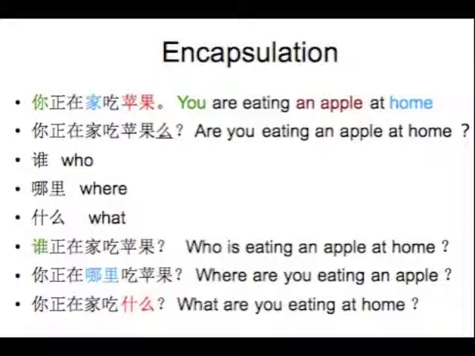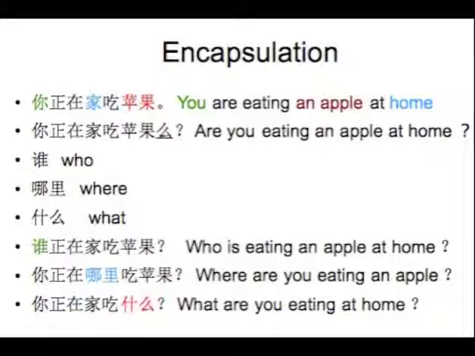To make special questions, we can use different question words such as who, where, and what. The easy part is that you can just replace the word you want to ask with a question word in the same position in the original sentence. So, 谁 means who, 哪里 means where, 什么 means what. Let's look at the examples of how to make special questions. If you want to say, who is eating an apple at home?